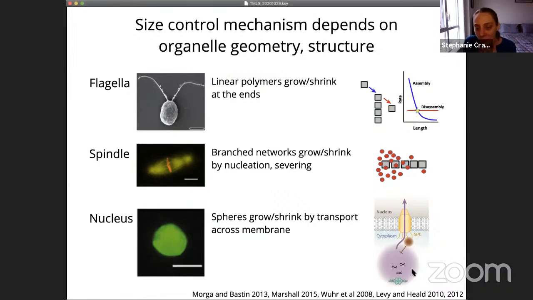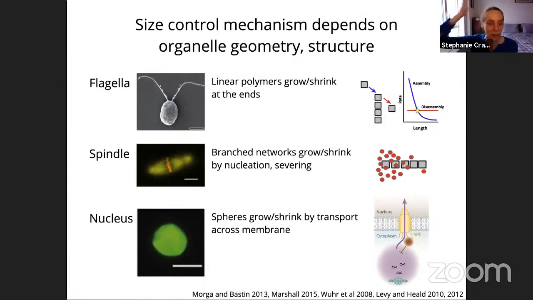We can look at specific different factors, and both Shashank and Maria showed all of these crazy complexities. But I think those are details that we can use to tune our models. The main principle is how are things added? How are things removed? And what is the balance between them? And how can cells regulate that balance?